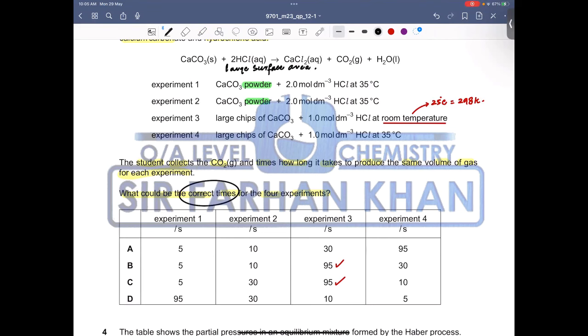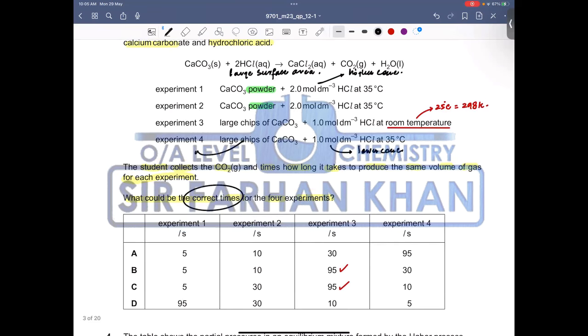Then they will have higher concentration. Then they will have lower concentration. And then they will have smaller surface area.